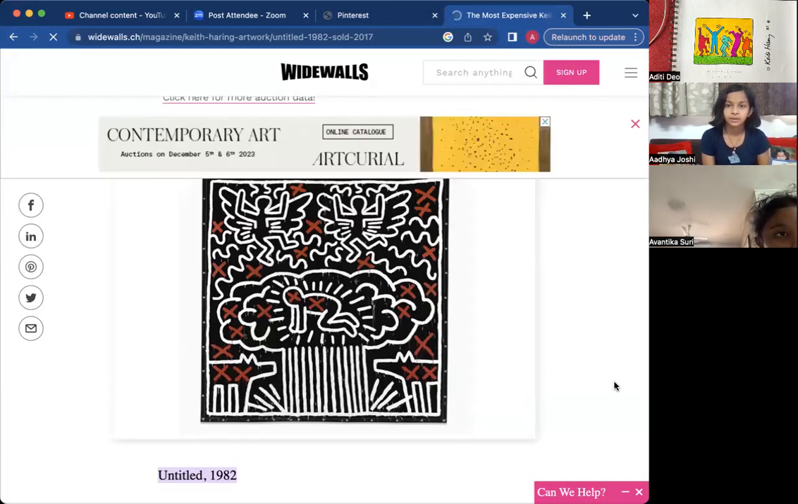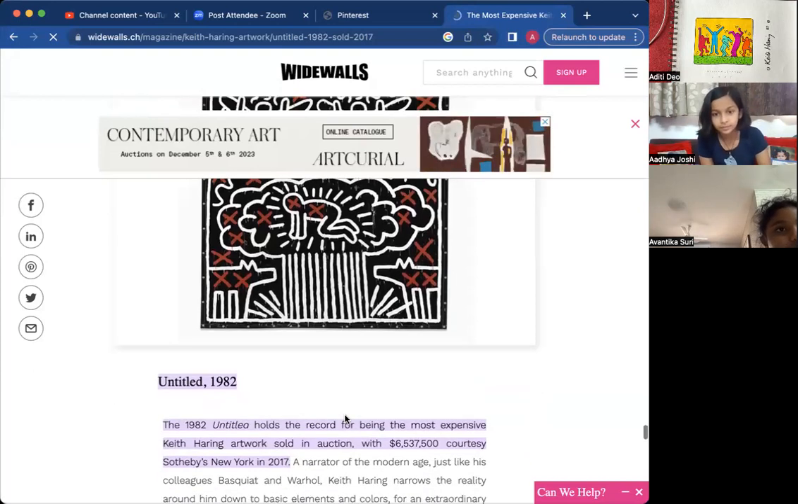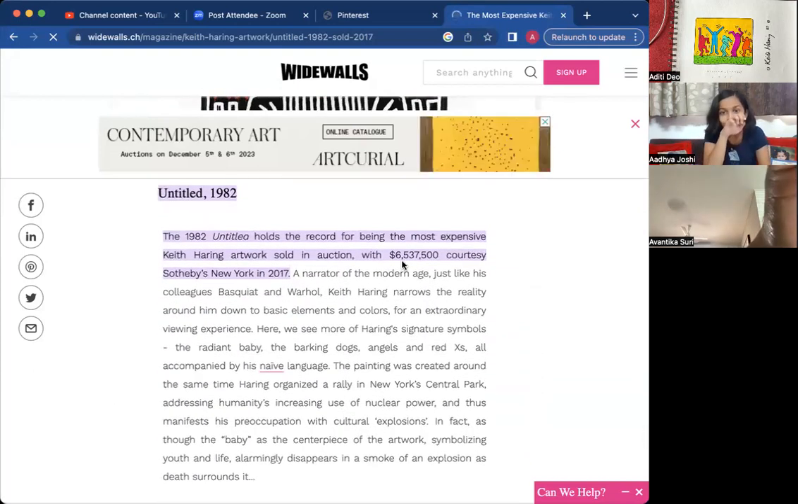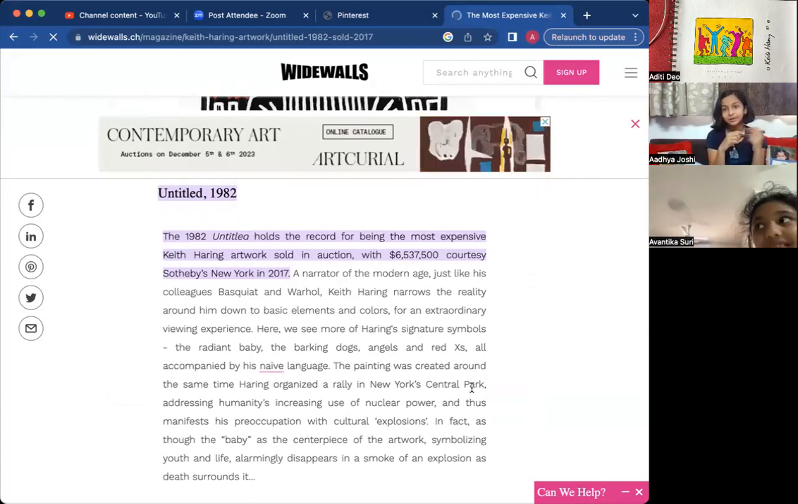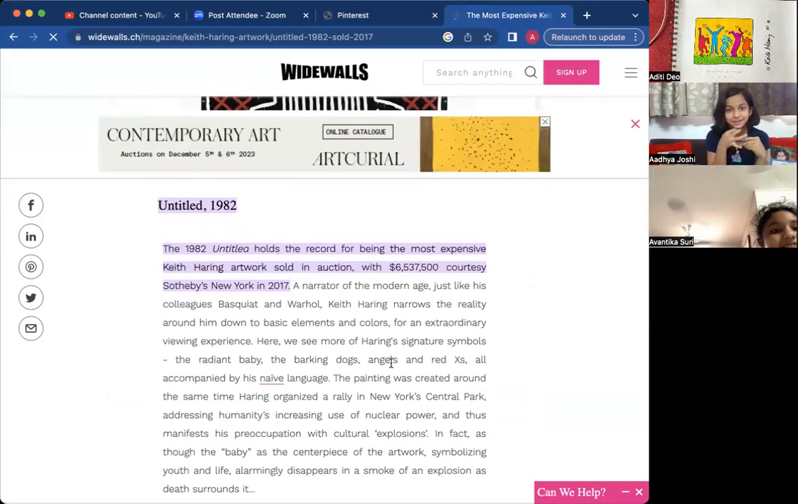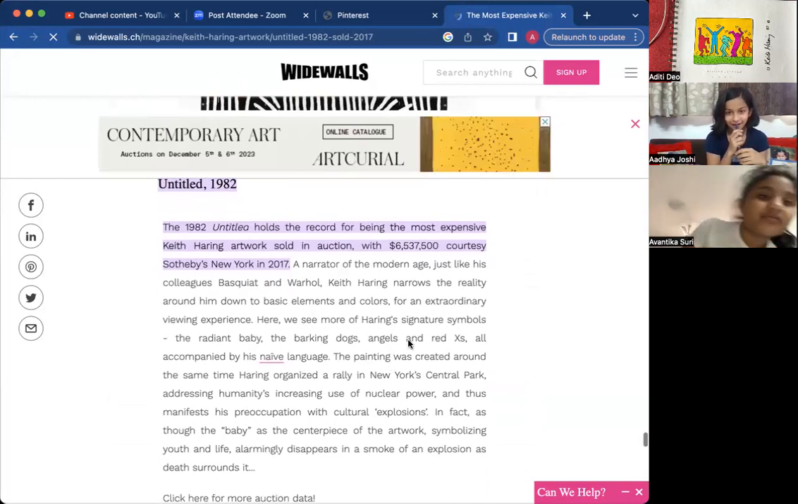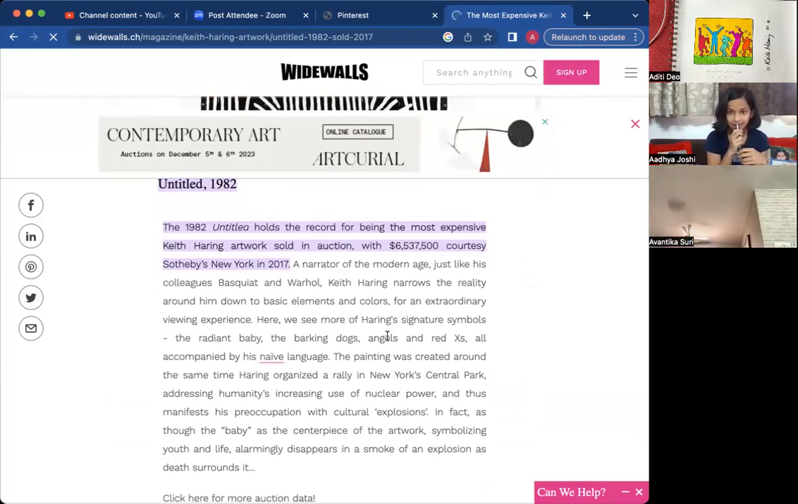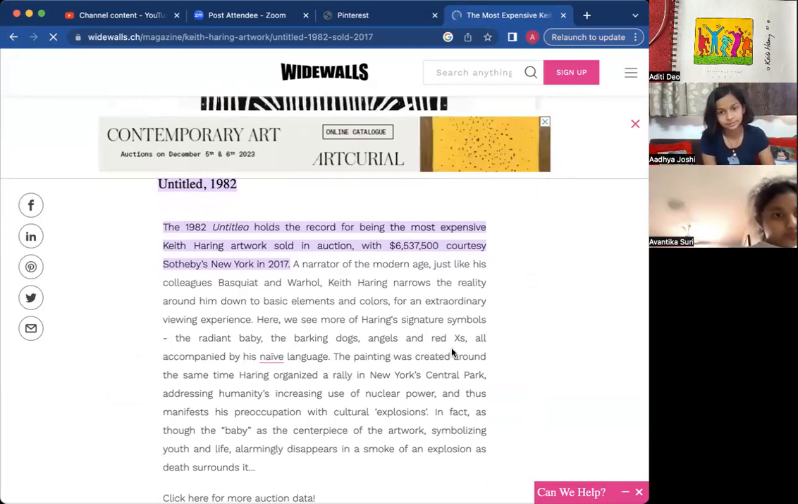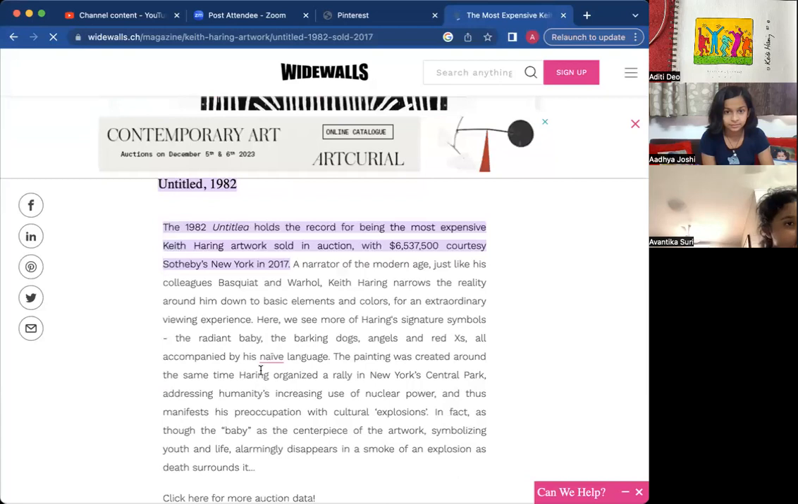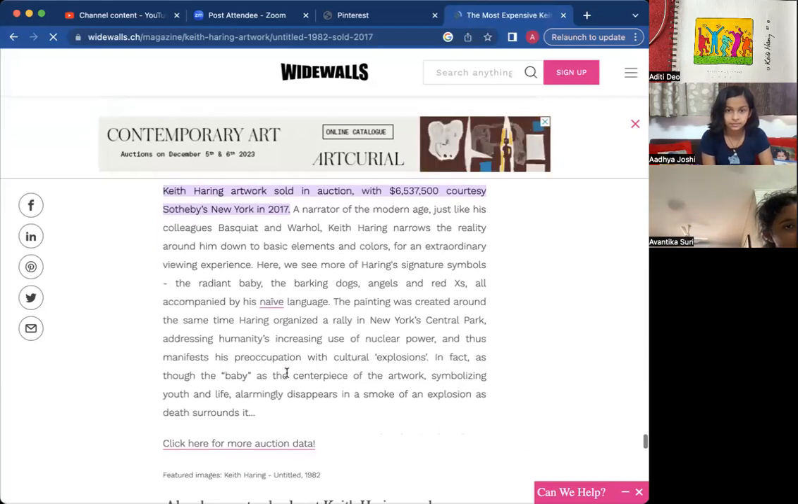Very interesting. Now, let's see what the artist actually is saying. Look at how much it sold for. $6.5 million. So they'll often give you an explanation of the painting. So over here it says a radiant baby, barking dogs, angels, and red X's, all accompanied by his naive language.